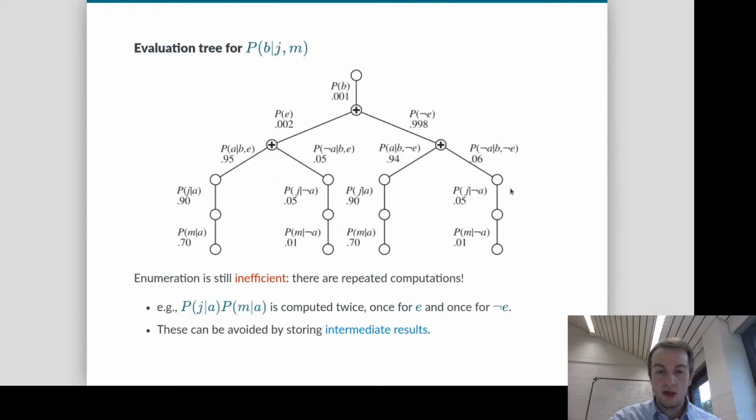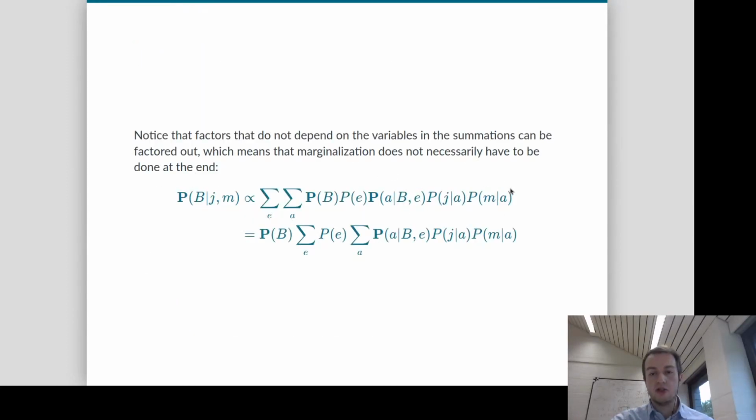Basically, if we go back to this expression, instead of computing it from the left to the right, we would compute it from the right to the left. So we would start with this inner probability distribution. We would compute it once, and once we've computed it, we would multiply it by P of E, and then we would multiply it again with P of B.